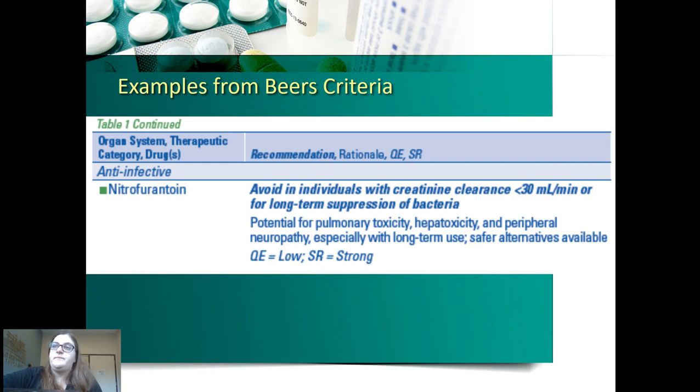So nitrofurantoin, it says to avoid for individuals with creatinine clearance less than 30, or for long-term suppression of bacteria. And here's some of those nasty side effects I talked about: pulmonary toxicity, hepatotoxicity, peripheral neuropathy. And the reason that somebody might be getting this long-term is because they've had a lot of UTIs and they're trying to prevent them from having a future one. For these people, I always say, let's try getting them off of it, because a lot of times, as long as they're staying hydrated, they don't need that chronic therapy.